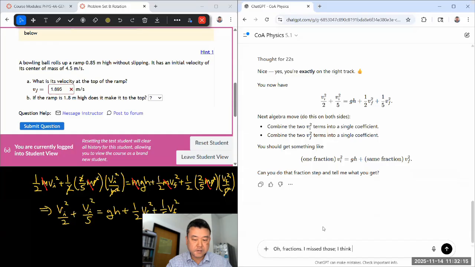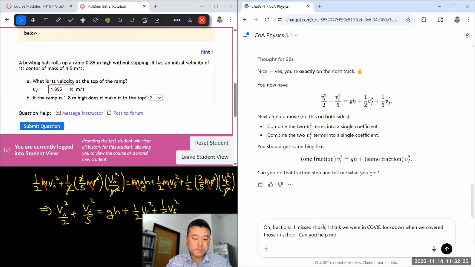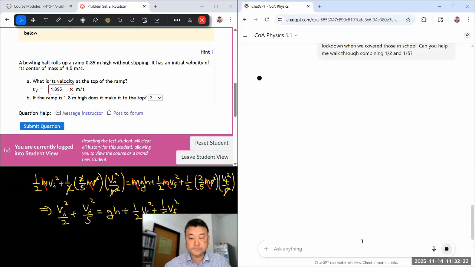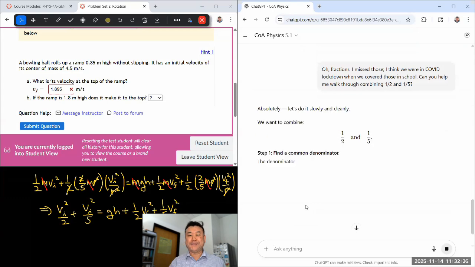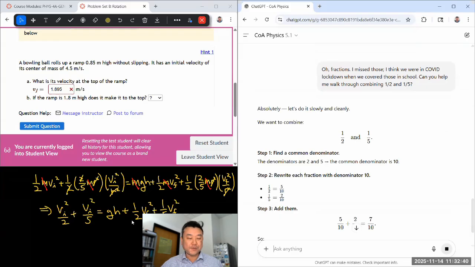I missed those. I think we were in COVID lockdown when we covered those in school. Can you help me walk through combining 1/2 and 1/5? That might be true with some of you, maybe. I don't know. You can also do this in a calculator. Do 1/2 plus 1/5 in a calculator, get a decimal answer.